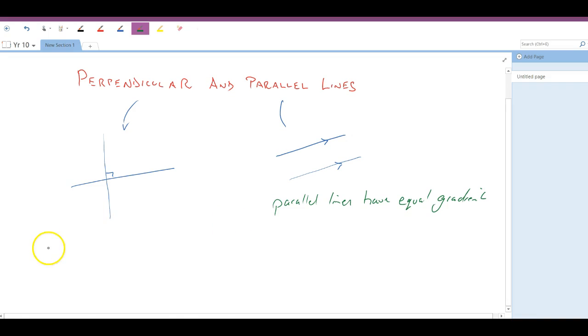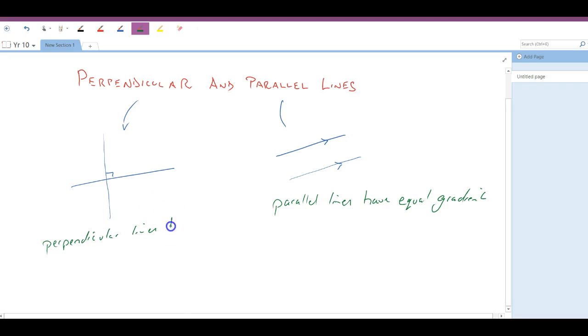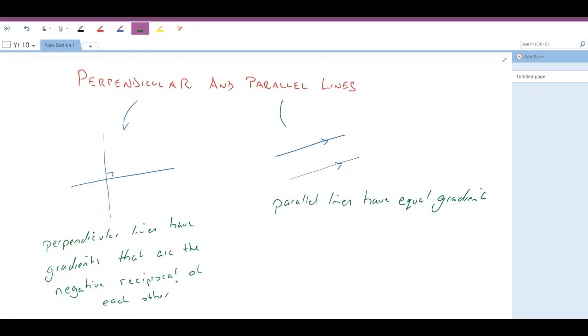And perpendicular lines have gradients that are the negative reciprocal of each other. All right, that's a little bit more complex, isn't it? Parallel lines, they're equal. Perpendicular lines, these gradients are the negative reciprocal of each other. That's going to take just a little bit more explaining.